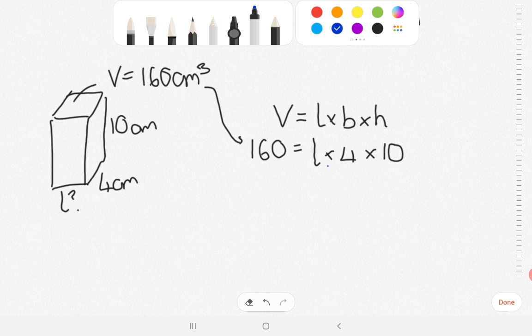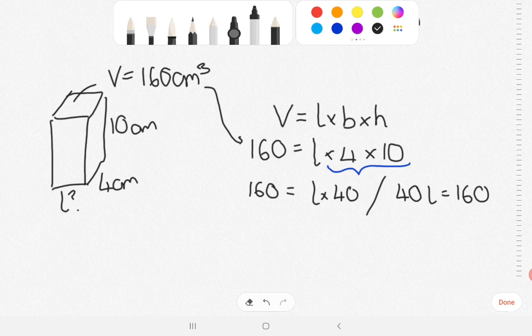Now again, we can multiply these two numbers on this side together to make things look a little bit simpler. So we'll still have 160, and 4 times 10 is 40, so this is going to be L times 40. Or we might prefer to write that as 40L, or 40 times L equals 160. So it might be easier to have it written this way round, as we can see here on the right hand side, because that is how we're used to seeing equations.